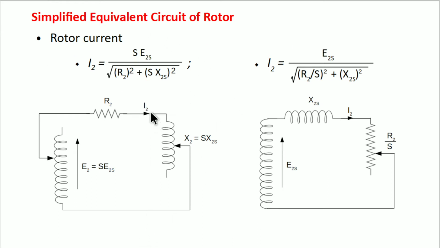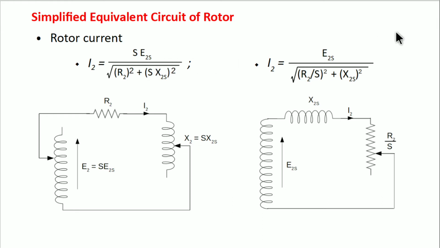But this equation has slip in the numerator as well as in the denominator. So the solution of the equation will be complicated. Let us simplify it and try to draw the simplified equivalent circuit of the rotor. The simplified equivalent circuit of the rotor can be drawn by dividing the numerator and denominator of this equation by slip S.